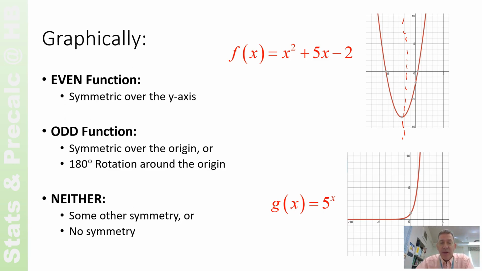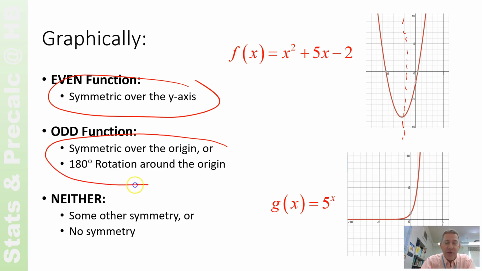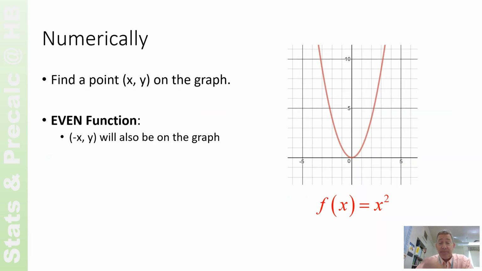So there we go. Graphically, if it's an even function, it's symmetric over the y-axis. If it's an odd function, it's symmetric over the origin, which is the same as a 180-degree rotation. And if it's neither, it will have some other kind of symmetry. Numerically, you can tell because any given point on the graph, like this is y equals x squared, so for instance, you know the point (2, 4) is on the graph. You will also find the point (-2, 4).